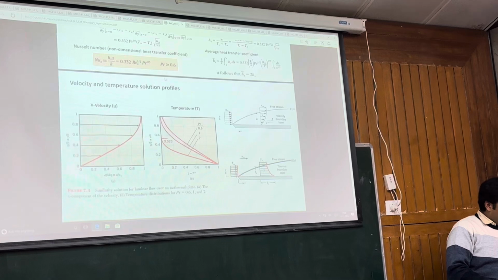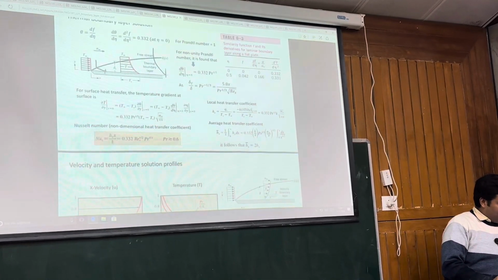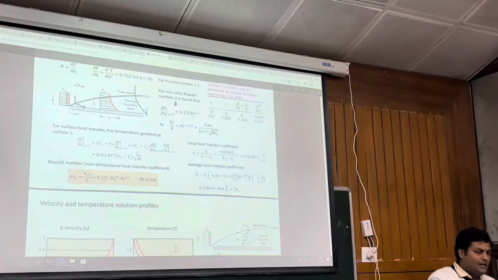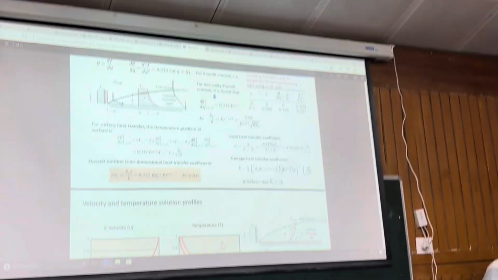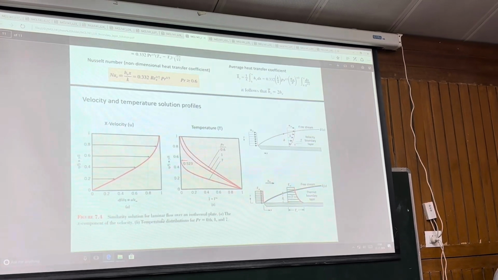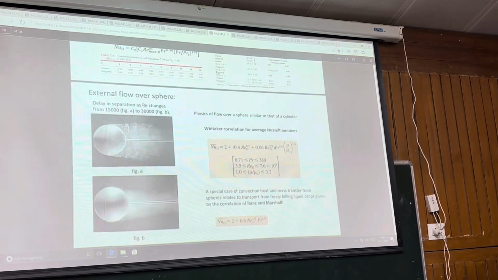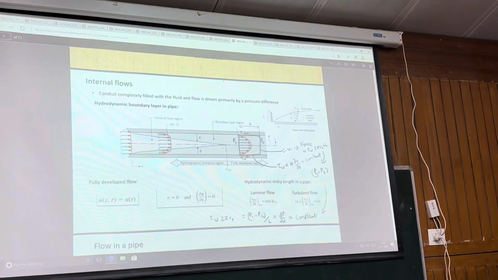Maybe one correlation for a flat plate, laminar flow over a flat plate. This one correlation, which we have discussed multiple times, you can note down. But for any other case, the Nusselt number formula will be given in the exam. Like today you have seen in the problem, the Nusselt number formula was given. So that is about the convection.